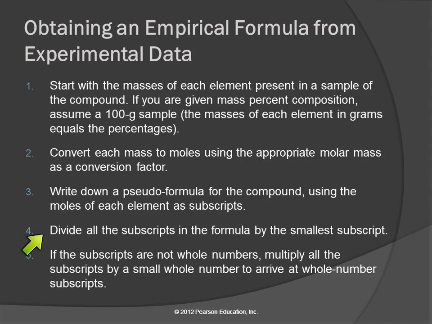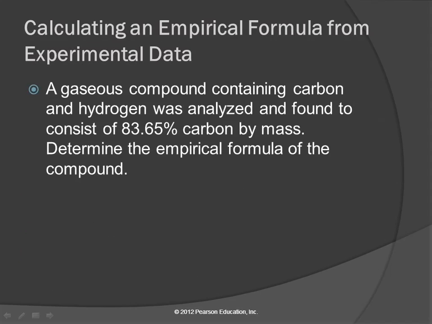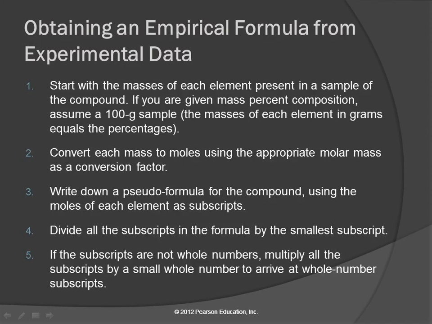We're going to divide all the subscripts, which would be the moles of elements, by the smallest number of moles. We're trying to get a whole number ratio of moles. And when we just calculate the moles, we're going to get weird fractions, and it's hard to make anything out of them.